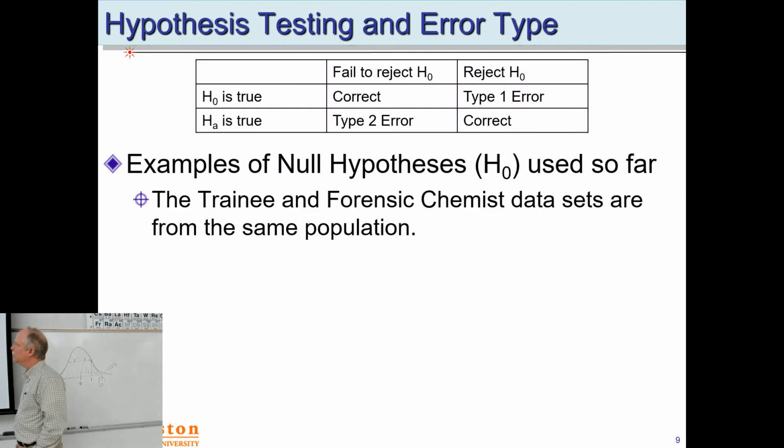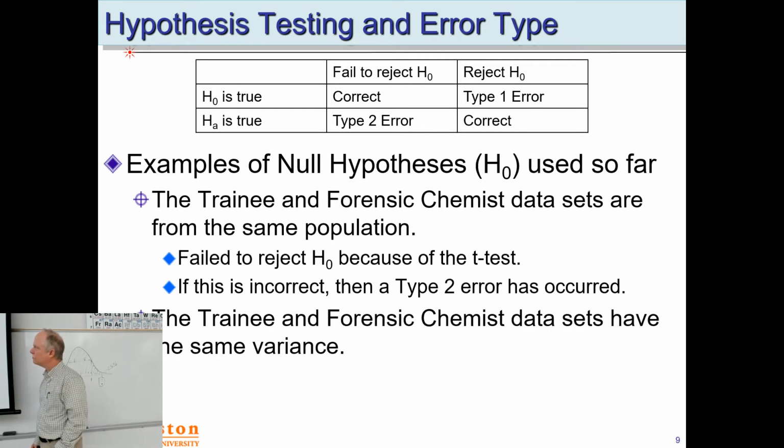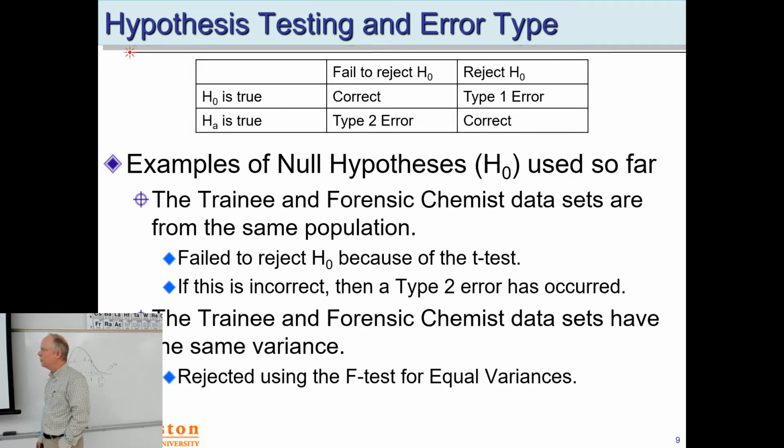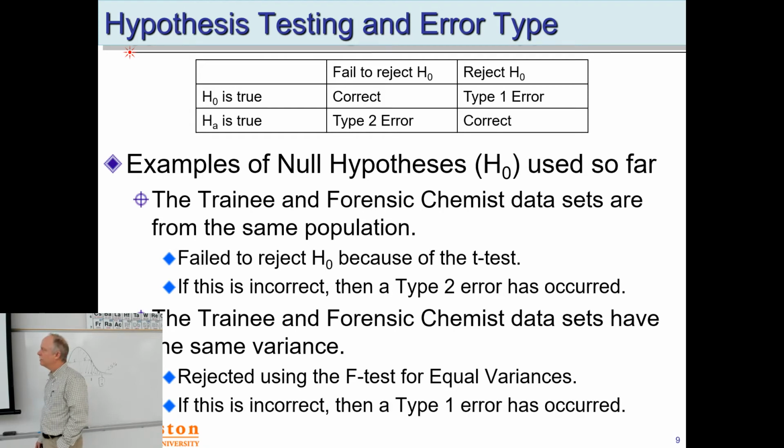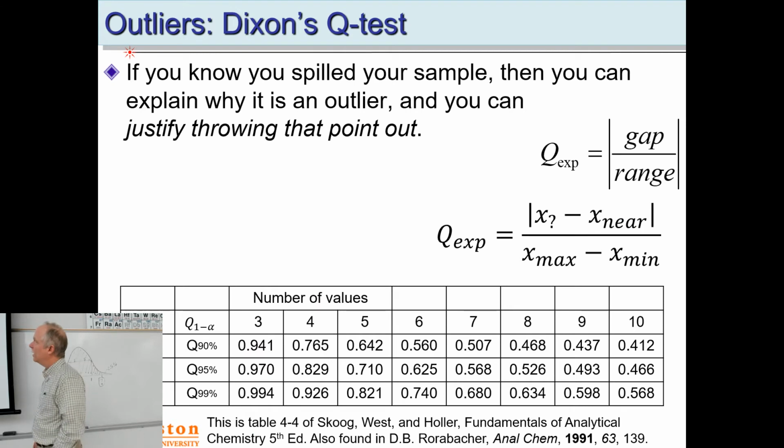Okay. So let's look. So far, we've said that the trainee and the forensic chemist data sets are from the same population, and we failed to reject that because of the t-test. And then we said that the trainee and forensic chemist data sets have the same variance. So that's our null hypothesis. We did reject that one using the F-tests. And so let's look at our outlier test.